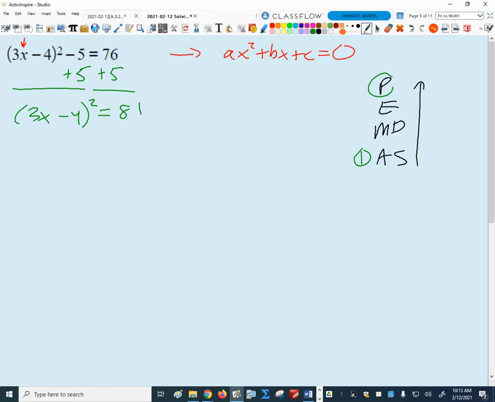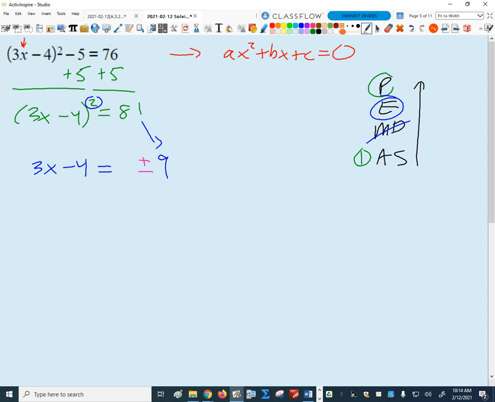Okay, good. We square root. There's no multiplication or division, but we do have to undo that exponent, right? So I square root both sides, and I get 3x minus 4 equals, well, the square root of 81 is 9. What do I have to include here? Positive and negative. So 3x minus 4 equals plus or minus 9.